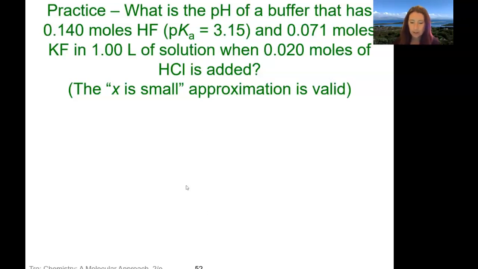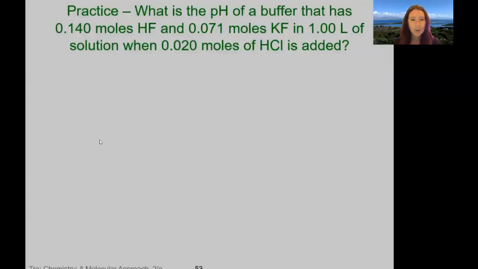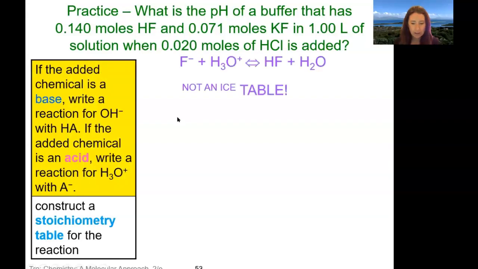Well, I didn't quite get to finish it, but let's go over how we started. Okay, so we're going to add an acid to our buffer. So when we do that, we have F minus plus H3O plus, HF, water. I highlighted this in yellow so you can see that. If you're adding a base, then you're going to write the reaction for OH with HA. If you're adding an acid, you're going to write the reaction for H3O plus with A minus.